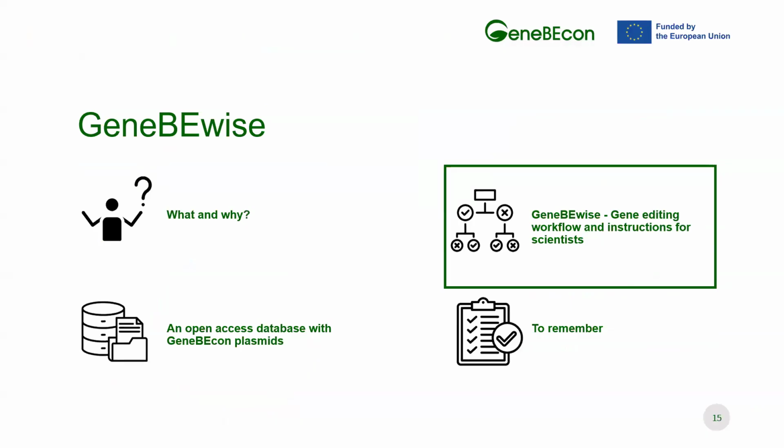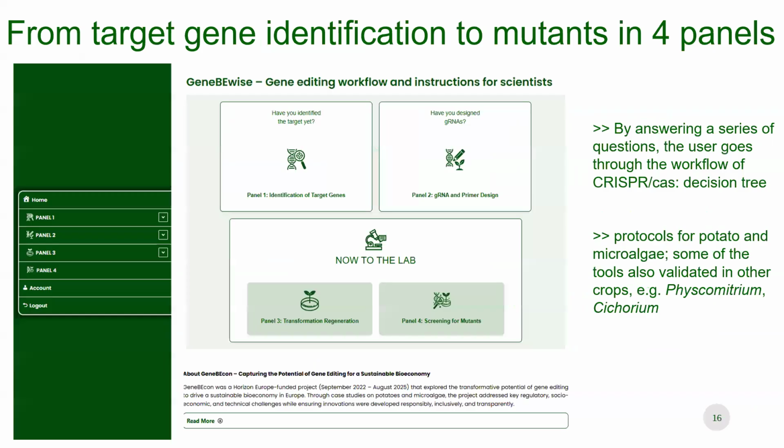Then I come to GeneBEwise, the gene editing workflow and instructions for scientists. If you go to the website and open it, this is how it looks. It's built up in 4 panels, from target gene identification to mutants. The first panel is about identification of the target genes. The second panel is on guide RNA design. Then we have panel 3 on transfection and regeneration. And panel 4 is on the screening of mutants.